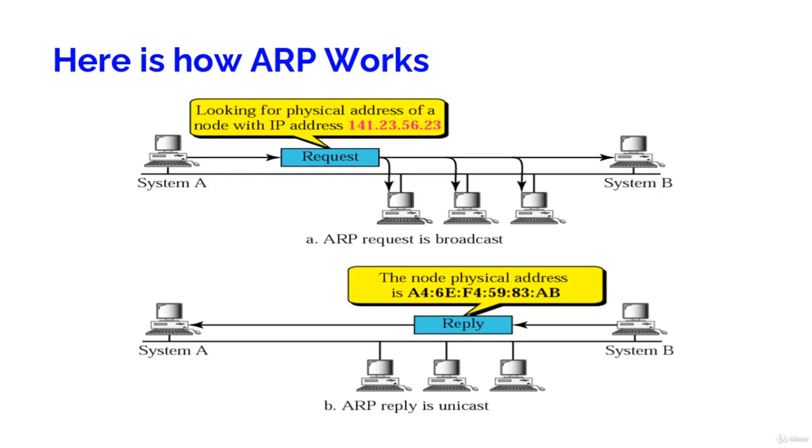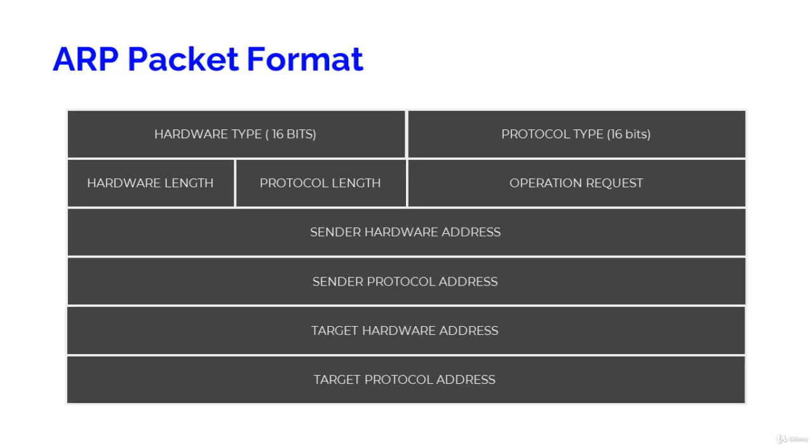System A now gets that, okay, so the machine with IP address 141.23.56.23 has a MAC address of A4:6E:F4:59:83:AB. So System A will store these two values in its ARP cache table. And the last step, the source machine will update its Address Resolution Protocol cache with the sender hardware address and the sender protocol address it received via the ARP reply message. So this is how ARP works.